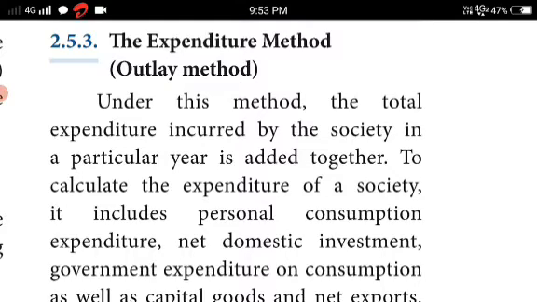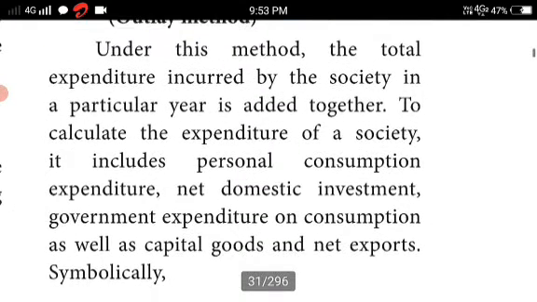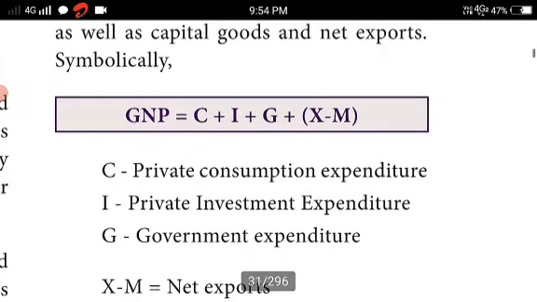Under this method, the total expenditure incurred by the society in a particular year is added together. Expenditure only. In the income method, all the incomes are calculated. In this expenditure method, the total expenditure incurred by the society in a particular year is added together. To calculate the expenditure of a society, it includes personal consumption expenditure, net domestic investment, government expenditure on consumption as well as capital goods, and net exports. Symbolically, we can say GNP equals C plus I plus G plus X minus M.